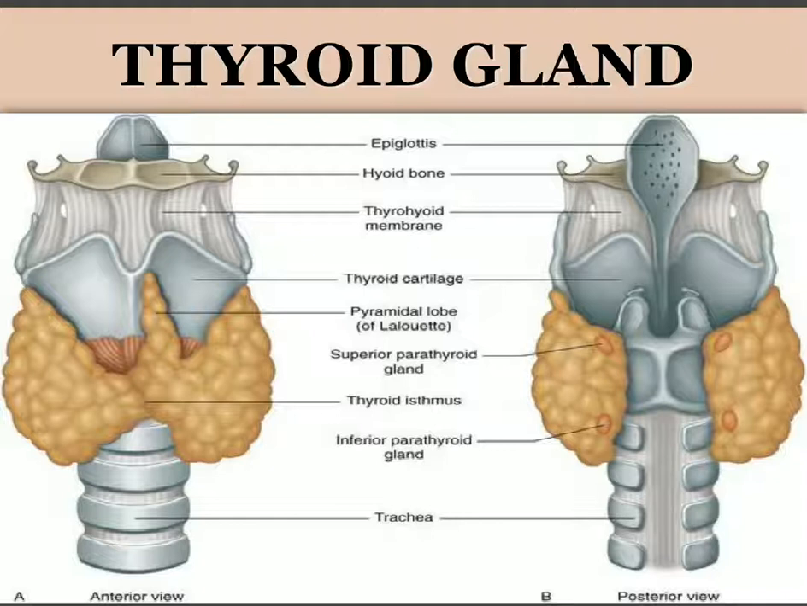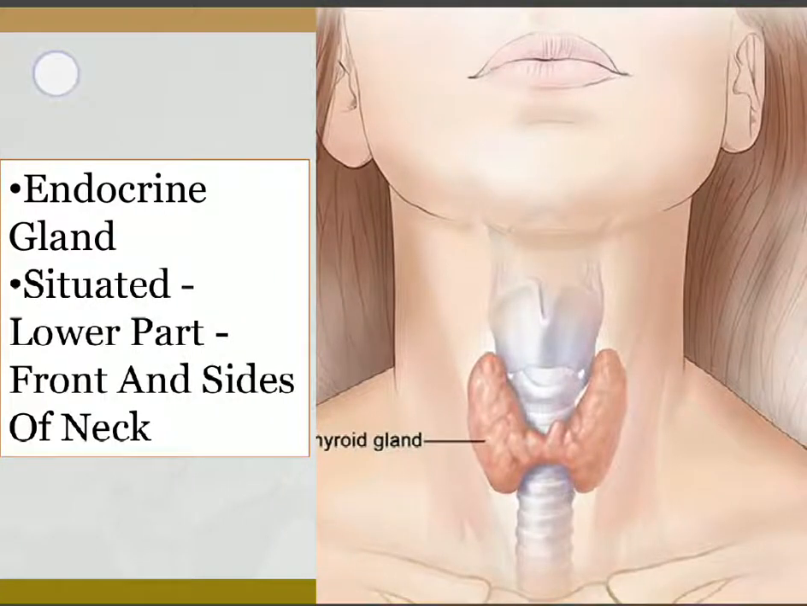So, we'll talk about the gland in detail. It is an endocrine gland situated in the lower part of the neck, in front and on the sides. This is the thyroid gland.